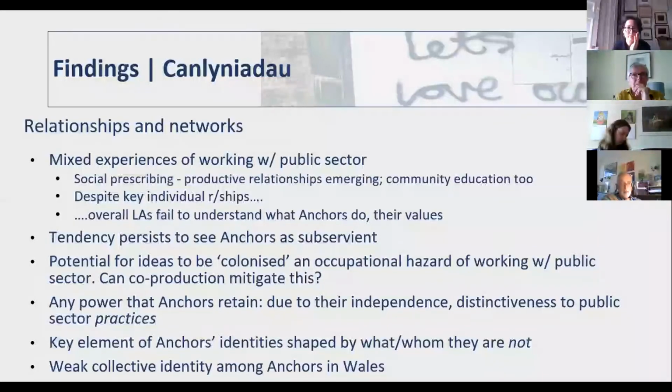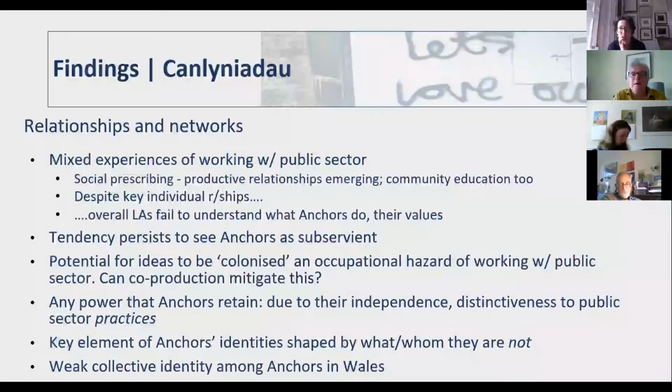Any power that anchors retain, and this is a key thing, because again, how do you measure power? Any power that anchors retain is due to their independence, their distinctiveness from the key practices and values of others. There is a tendency, however, on the part of some to overly define themselves by what they aren't and who they are not. I don't think that is always helpful for those organisations. And again, by re-engaging with some of those origin stories, they could re-engage with the core initial purpose and drive that established these organisations, and define themselves a little bit by what they are rather than whom they are not.